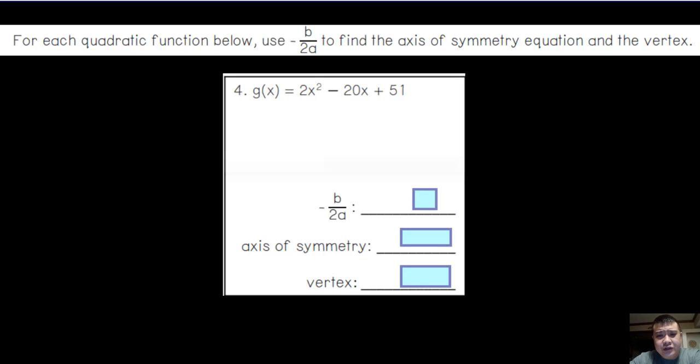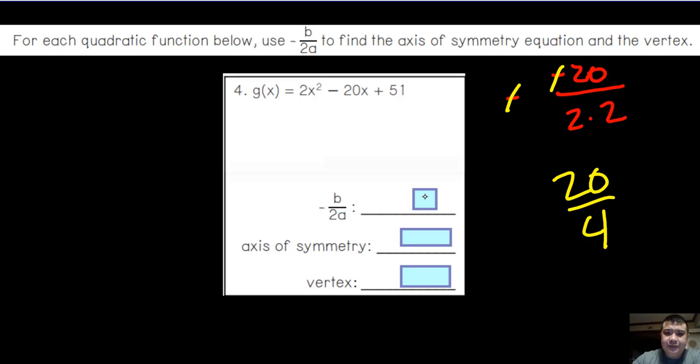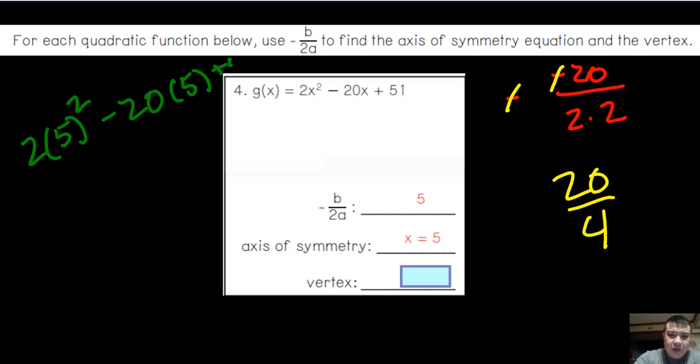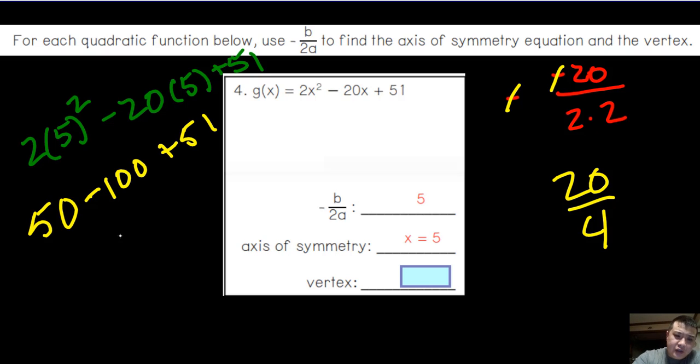Here it says for each quadratic function, use -b over 2a to find the axis of symmetry equation and the vertex. So here, again, we're going to do negative b over 2a. So b is negative 20, and 2a is going to be 2 times 2. So these negatives are going to cancel each other out, and we're going to have 20 over 4, which gets us 5. So our axis of symmetry is x equals 5, and we're going to plug that back into our equation. If we do that, we find that 2 times 5 squared minus 20 times 5 plus 51 is 2 times 5 squared, which is 50, minus 100 plus 51, and that all together gets us a value of 1. So our vertex is going to be 5, 1.